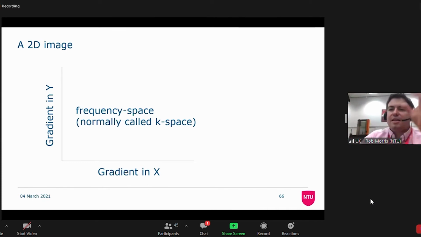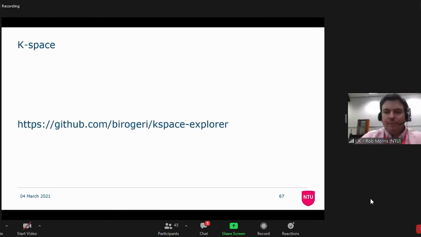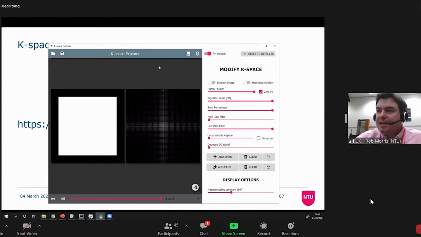Okay, so it gives us the ability to move around in this frequency space which we're ultimately going to Fourier transform. Now, there's a really nice tool which I'm going to show you, which you can download for yourselves and have a play with at the link here. It's called K-Space Explorer, it's written in Python, and it gives us an opportunity to see what's going on.